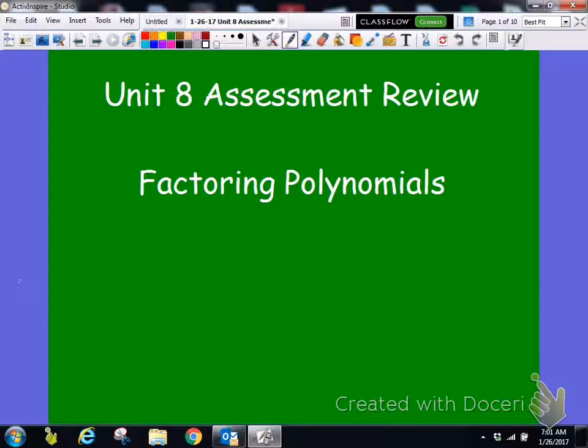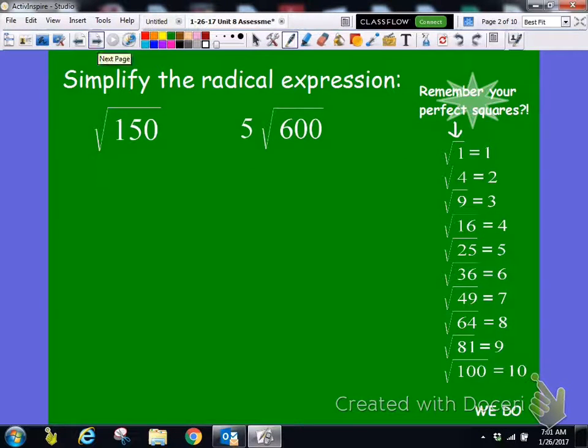Alright, today we're going to be looking at our Unit 8 Assessment Review: Factoring Polynomials. Now there is going to be a little more than just factoring polynomials on this test, so we'll touch on it a little bit in this review. So, first thing up is simplifying radical expressions. Some of you have done this really well, some of you still have not grasped this concept.